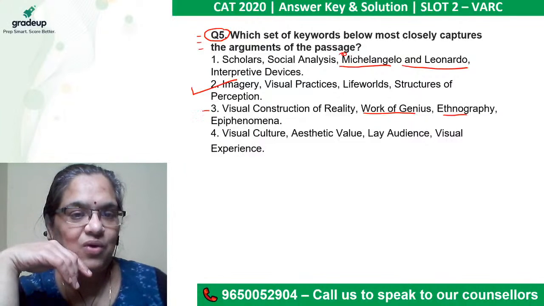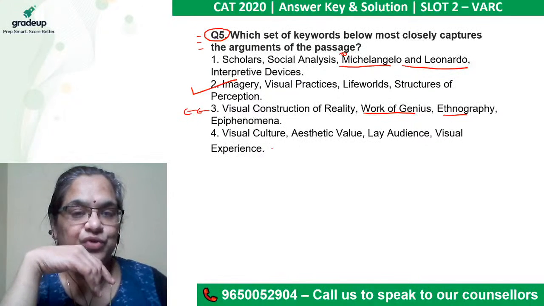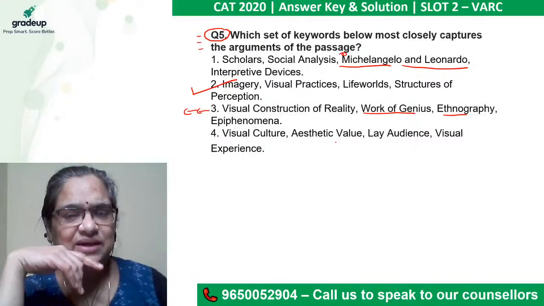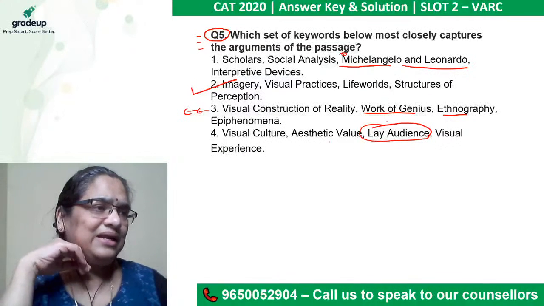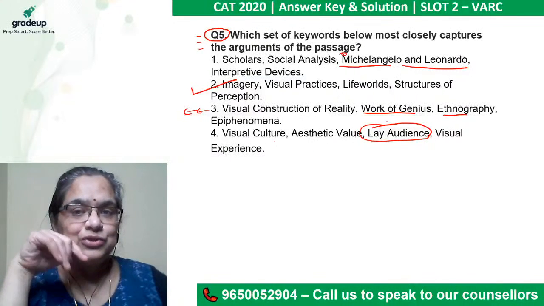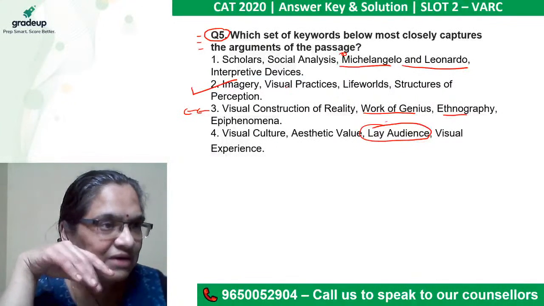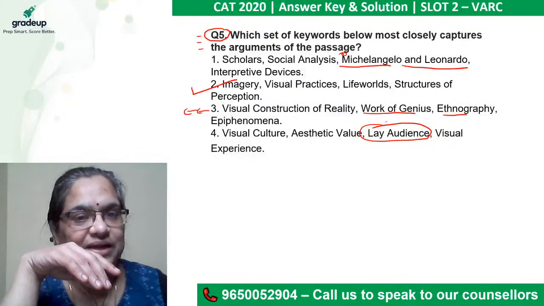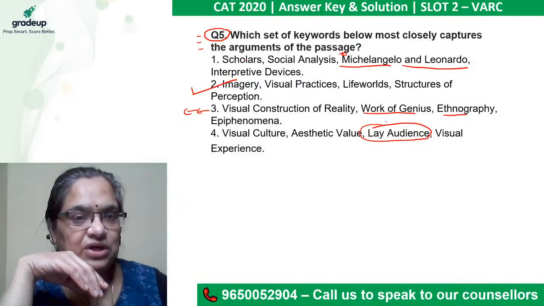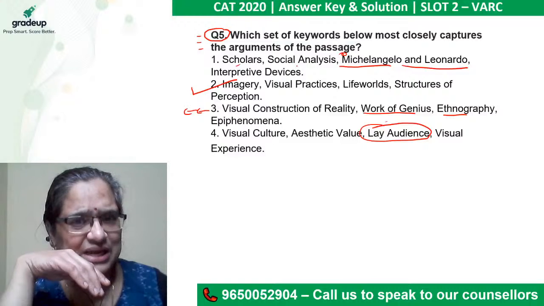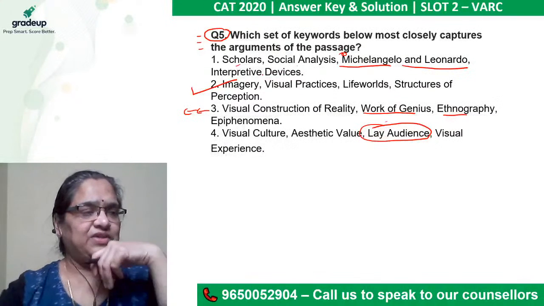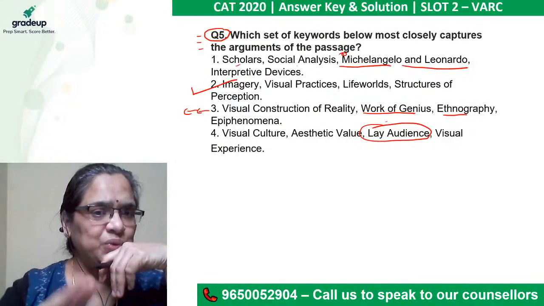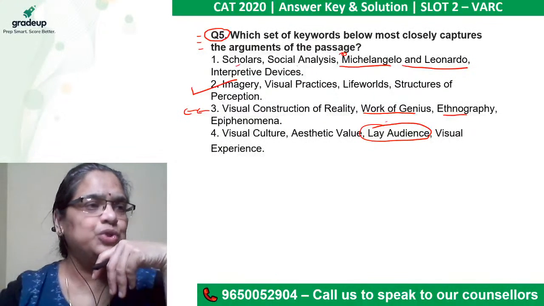This is definitely outright at first glance. Visual culture, yes. Aesthetic value, lay audience, oh really, come on. Again, he gave that only as an example. So looking at only one point, you could again say, yeah, I guess this would anyway be part of it. It is good, social analysis maybe, but the other two are all clubbed at the beginning of the passage anyway, the first one. So between 1 and 2 you might have had a bit of confusion. 2 is the right answer.